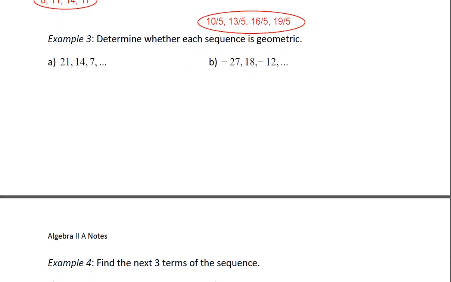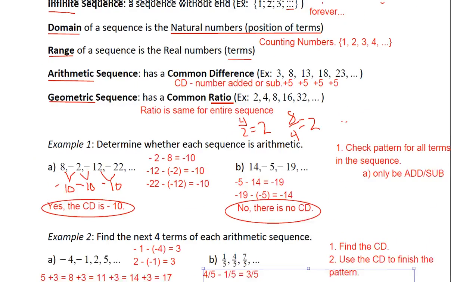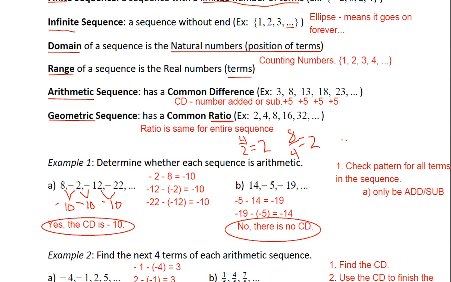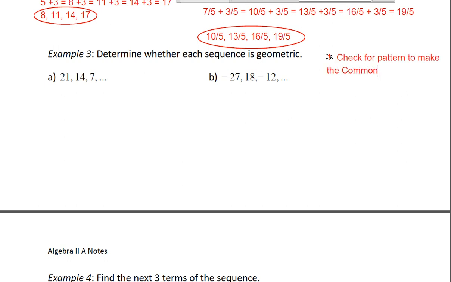Okay, determine whether each is geometric. Now we're going to do the same thing for geometric. And geometric was a ratio. So we're going to do the same process, but we're not looking for adding and subtracting. Now we're looking for our ratio. So our steps here are, number 1, check for a pattern to make the common ratio, which we will shorten as CR. Okay, so we're going to find it.